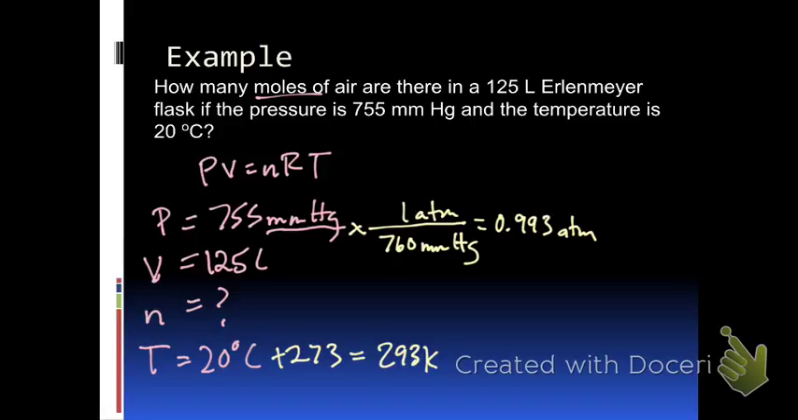Alright, so now I'm good to go. My units are the ones I want. I have atmospheres, I have liters, and I have Kelvin. So I'm ready to plug it in.